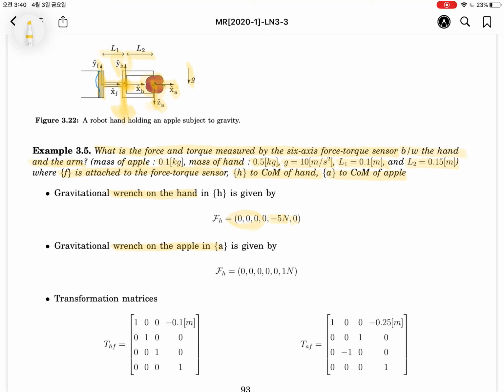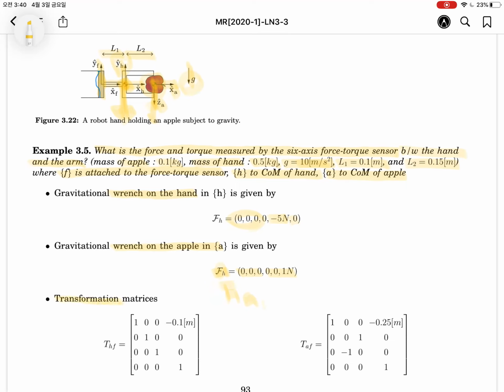Okay, the wrench on the apple in the A frame. The apple is 0.1 kilograms, so 10 times gravity, 10 meters per second squared gravity is applied here, and 1 Newton appears in the G direction. So the 3 moment is 0 and in the G direction 1 appears. This is the FA.